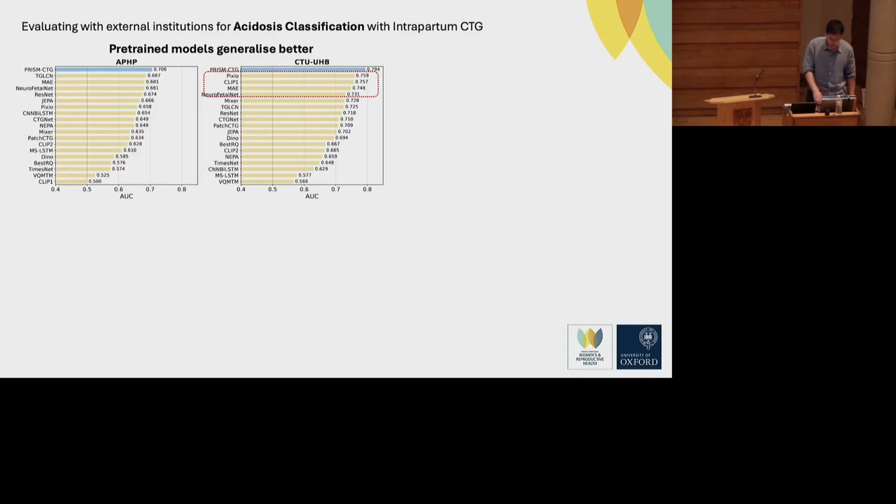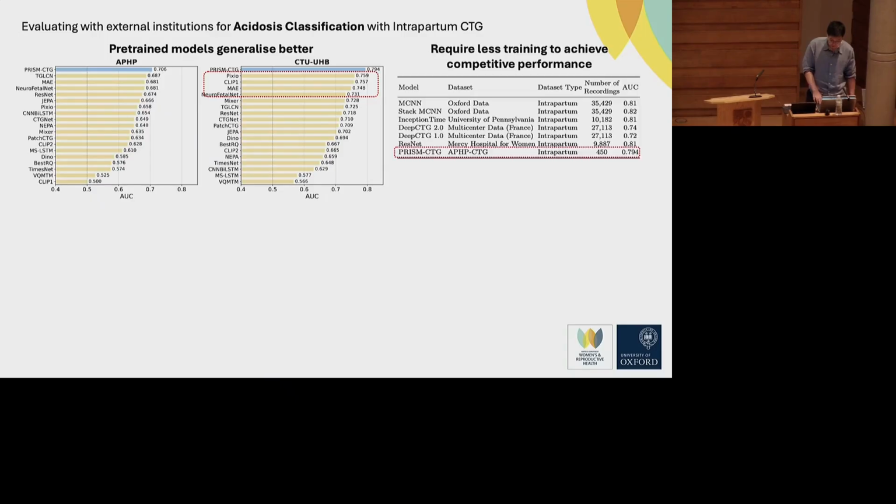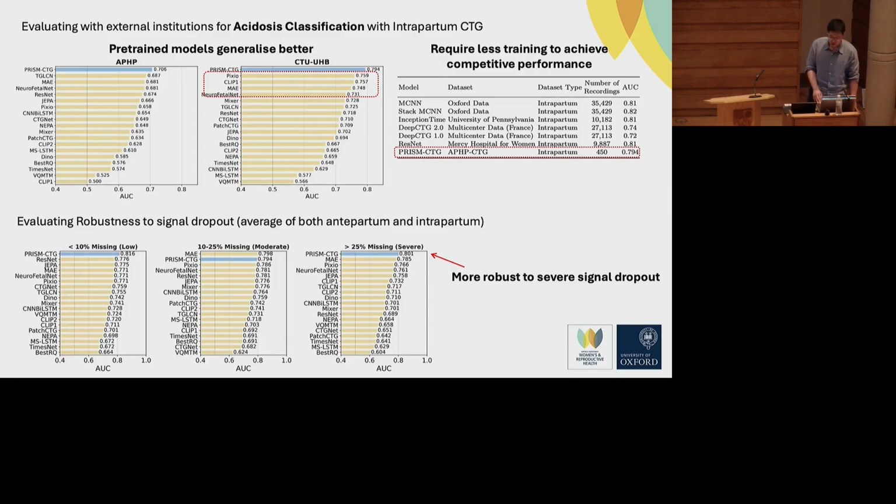And when we compare our model with other studies that did similar external validation on the same data set, our model actually achieved comparable performance using a significantly smaller number of recordings during training. We also evaluated the robustness of our model to signal dropout. What we found is that our model is generally more robust compared to all the other supervised models and performs significantly better in severe levels of signal dropout.